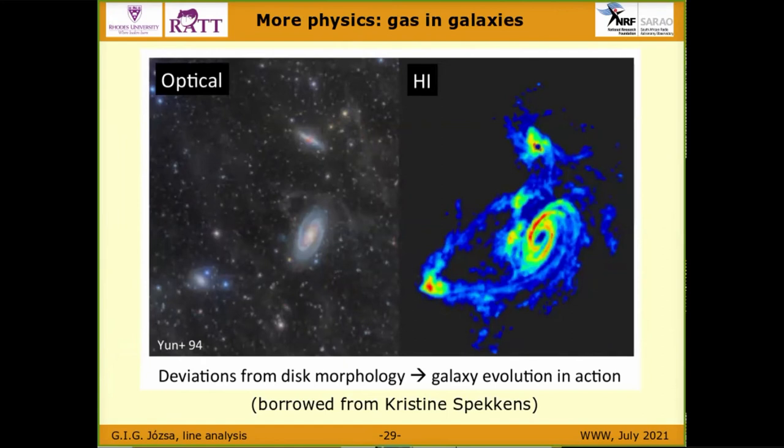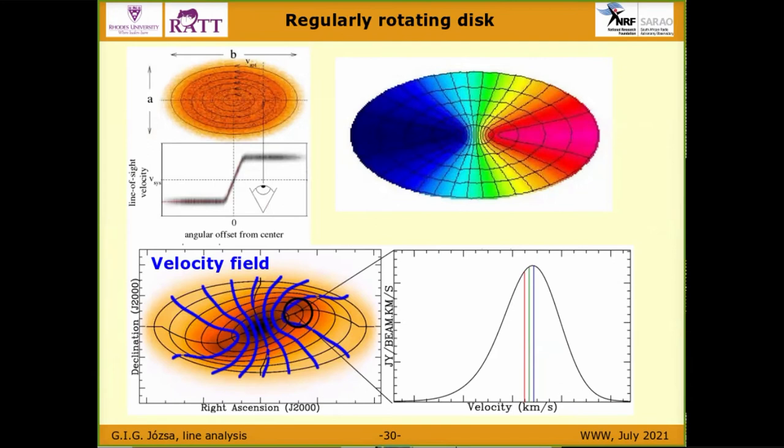Of course, not all galaxies are relaxed. I showed you the MA182 system before. But if we are seeing this, we can observe galaxy evolution in action. Now, if you're looking at a galaxy disk and you have this rotation, depending on the position in the galaxy, you see a certain recession velocity. You can make this all relative to the total recession velocity of the galaxy, and then you see a picture like to the right. That's the velocity field.